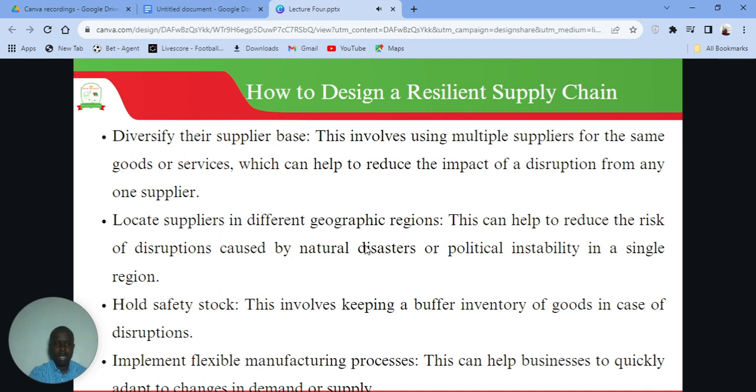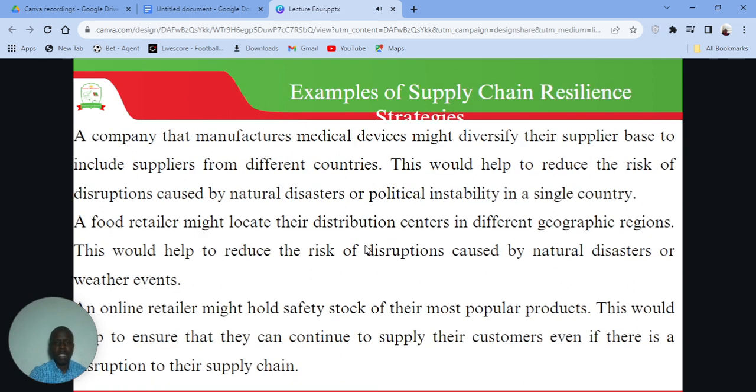The other one is hold safety stock. So you need to have a buffer stock of goods in case of disruptions, and then also implement flexible manufacturing processes. Of course, flexible manufacturing processes are going to help businesses to quickly adapt to different changes. Now, examples of supply chain resilience strategies.